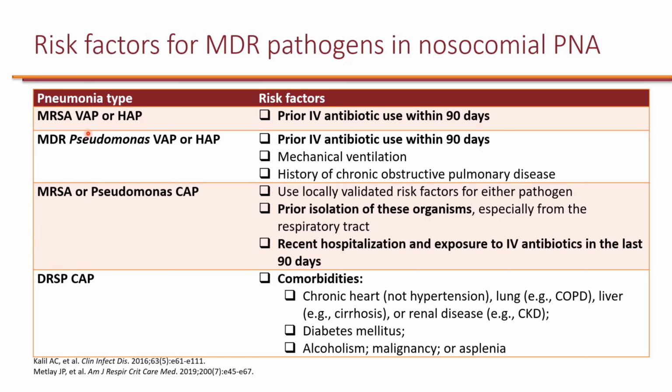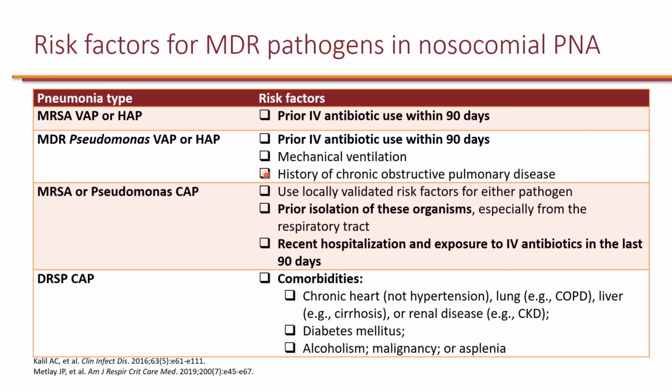Now here is information from two different guidelines. The first guideline is the HAP and VAP guideline. So here they have identified risk factors for MRSA in HAP and VAP, as well as risk factors for multi-drug resistant Pseudomonas in HAP and VAP. So the common risk factor for these two is that if a patient has received IV antibiotics in the previous 90 days, that is a risk factor for selection for MRSA, as well as selection for multi-drug resistant Pseudomonas. If someone has these risk factors, they should be covered for MRSA and for multi-drug resistant Pseudomonas.